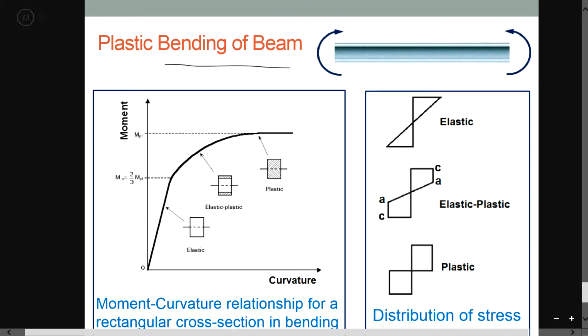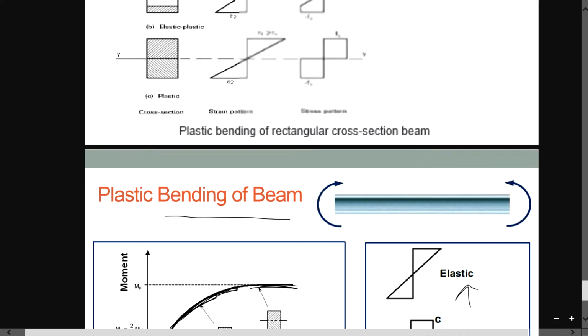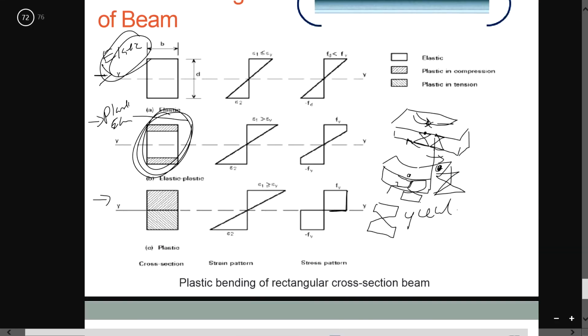If you elastically bend it, you have this shape over here. If you go into this elastic-plastic region, you have this region, and if you fully plasticize it, then you have this thing over here. And soon it will break. Therefore, this is it for this topic. In the next video we'll talk about other things. See you there.